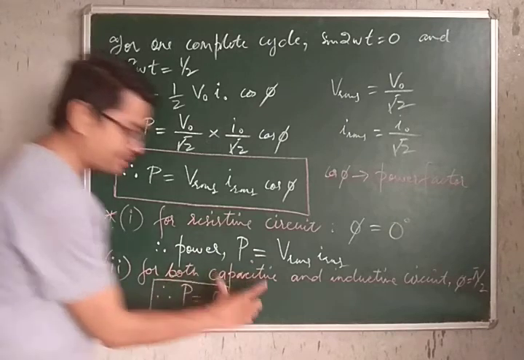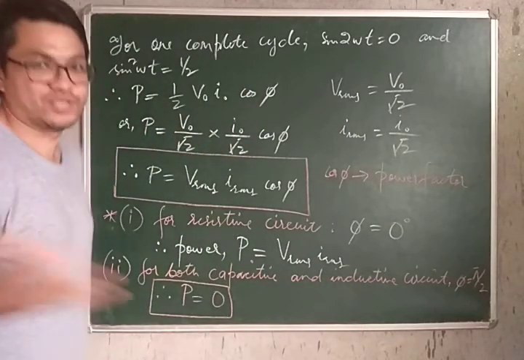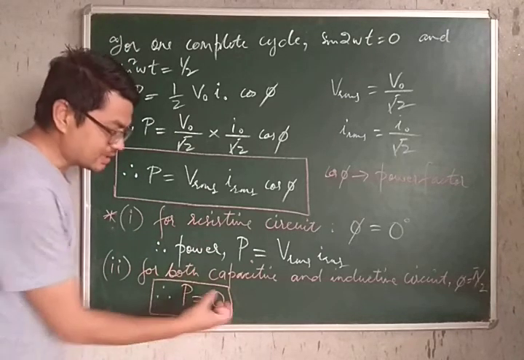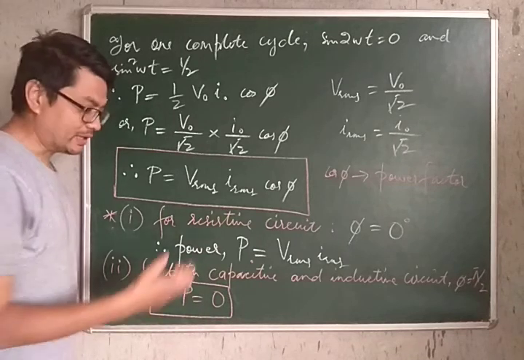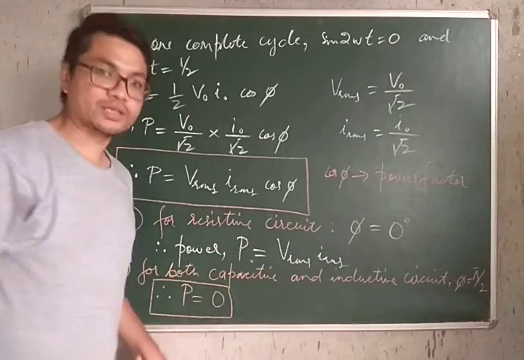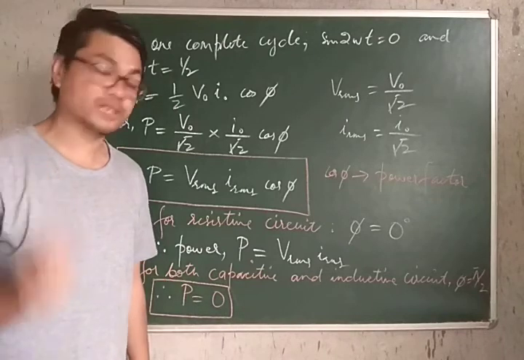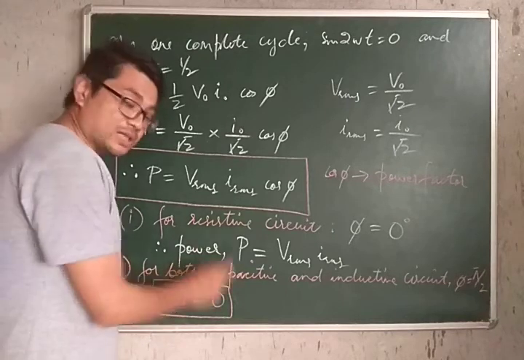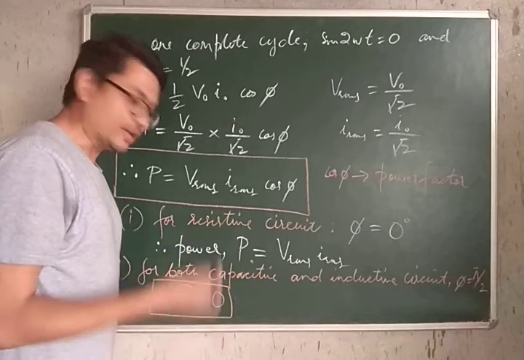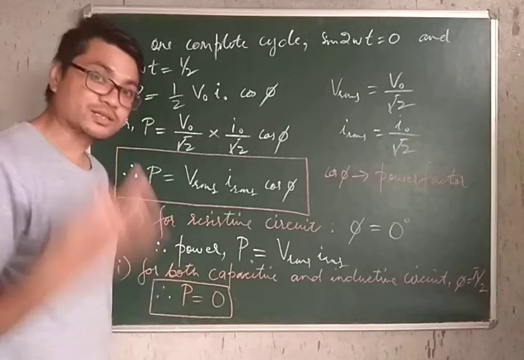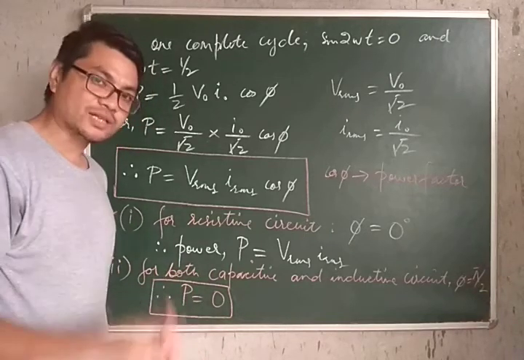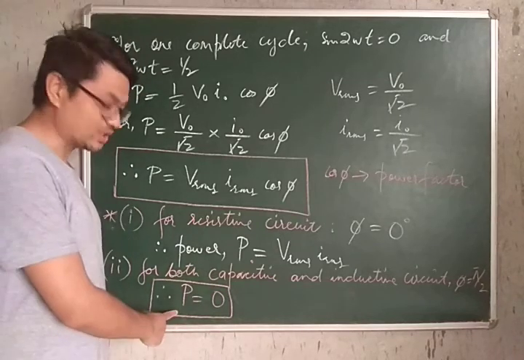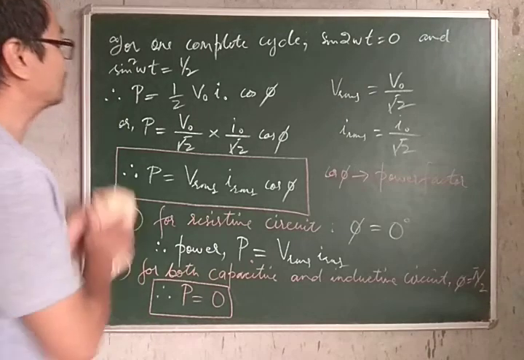Therefore, in a purely capacitive and inductive circuit where there is no resistance, we see that the power is 0. Or so to say, in case of purely capacitive and inductive circuit, there is no energy dissipation in the circuit, although, mind you, current is flowing in the circuit. So this kind of a current flowing in a circuit, in which case there is no energy dissipation in the circuit, or the value of the power is 0, such current is called wattless current. Watt is the unit of power, so such a current is called wattless current.